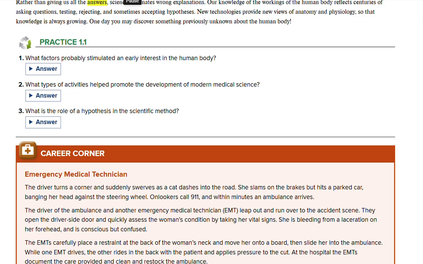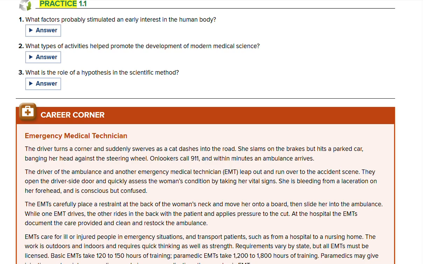Rather than giving us all the answers, science eliminates wrong explanations. Our knowledge of the workings of the human body reflects centuries of asking questions, testing, rejecting, and sometimes accepting hypotheses. New technologies provide new views of anatomy and physiology, so that knowledge is always growing. One day you may discover something previously unknown about the human body.